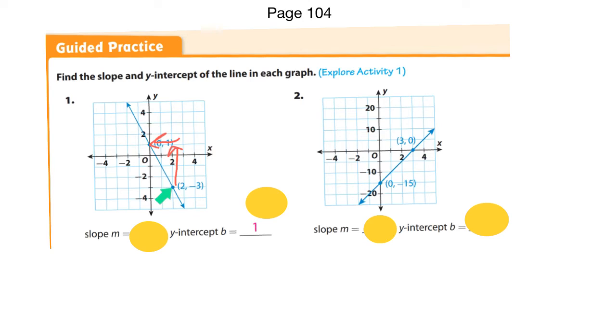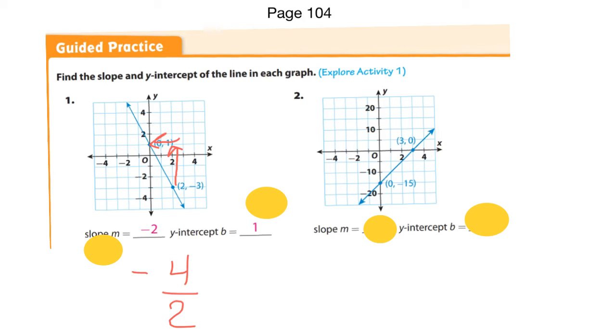So let's count up. 1, 2, 3, 4. My rise is 4. My run is 1, 2. My run is 2. I see I have a negative slope. Indicate you have a negative slope. And so negative 4 divided by 2 is negative 2. Therefore, your slope is negative 2.